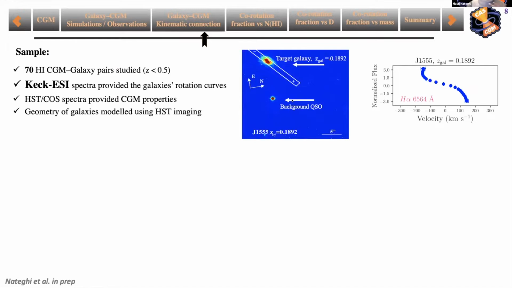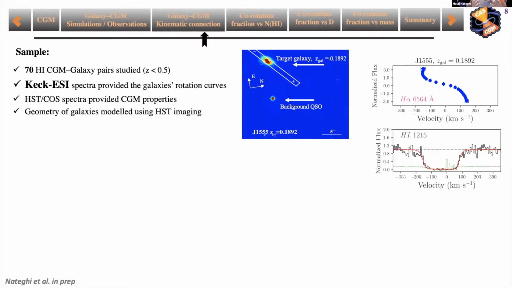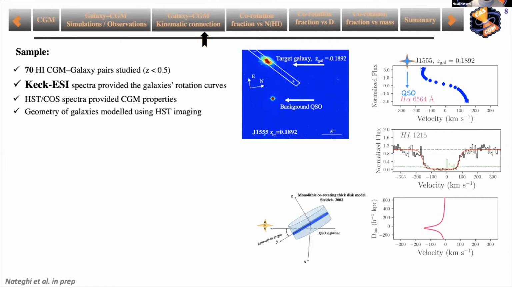The HST COS spectra of the background quasar in each field provided us with the gas information like kinematics and column density of the H1. And the HST imaging of the field is used to measure the orientation of galaxies, like inclination and azimuthal angle. We also modeled the halo of galaxies, the CGM, to compute the maximum velocity of the halo along the quasar sightlines using a monolithic rotating thick disk model from Stadel.